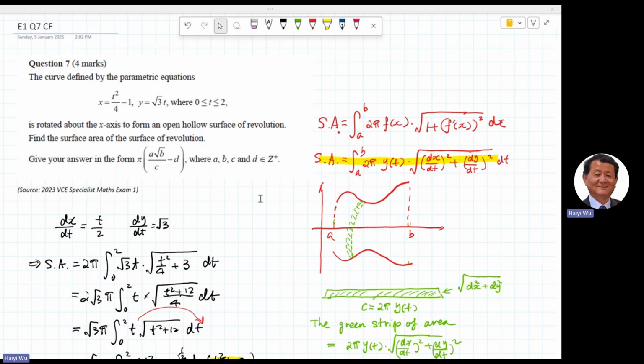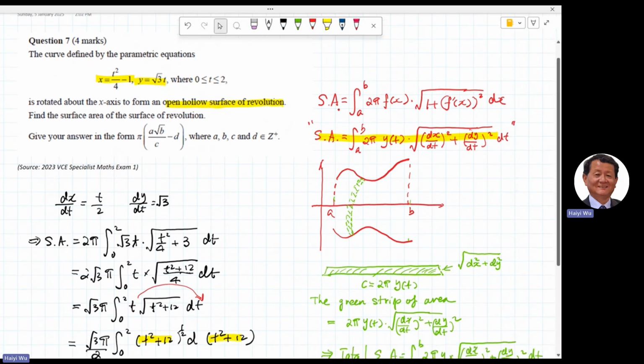Today we're going to talk about the surface area of a revolution. How do we find a surface area if I'm giving you the function in parametric form? Let's have a look at the parametric function. I'm going to use this formula here, highlighted on the right-hand side. So how do I calculate it using an integral?